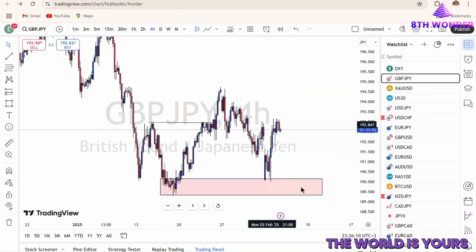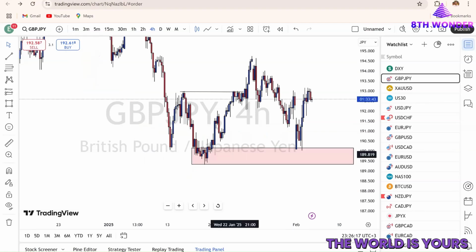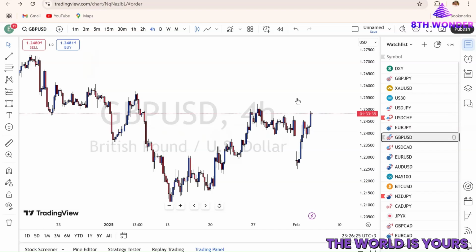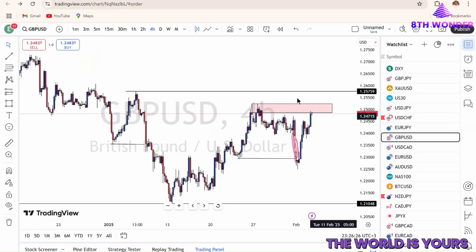So as we can see, when the market comes back here, it made the movement to go up. So this obviously is our demand zone. And what we see here is a supply zone.